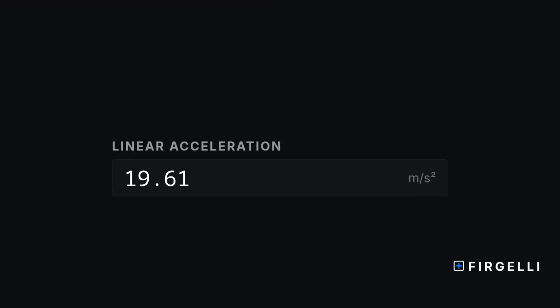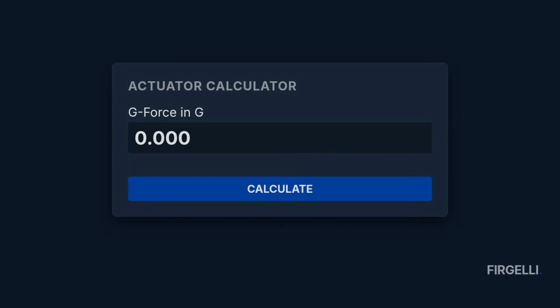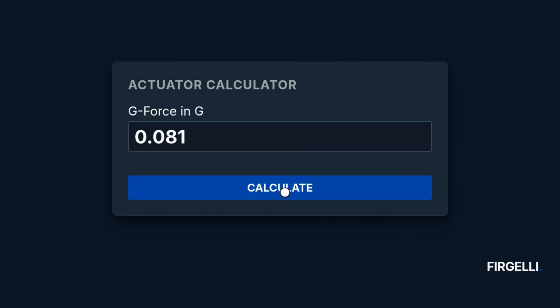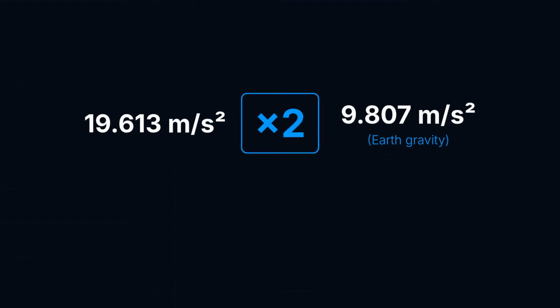I'll enter a linear acceleration of 19.613 meters per second squared. After clicking calculate, the results show a G-force of 2.000 G. This makes perfect sense because 19.613 meters per second squared is approximately twice Earth's gravity at 9.807 meters per second squared, giving us exactly 2 G.